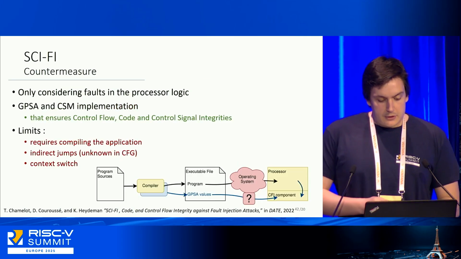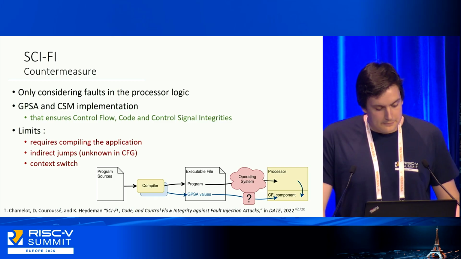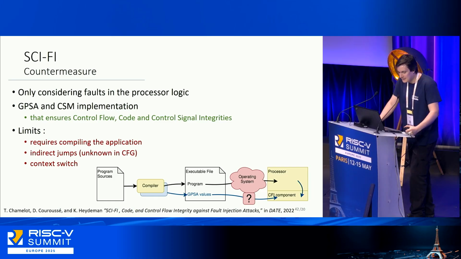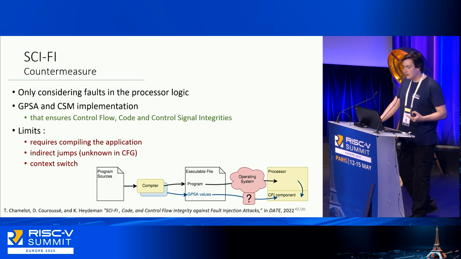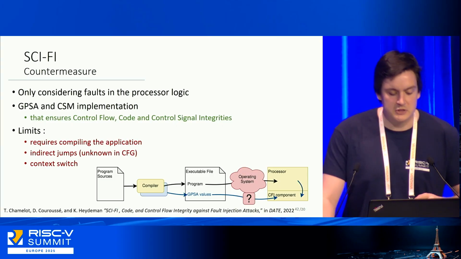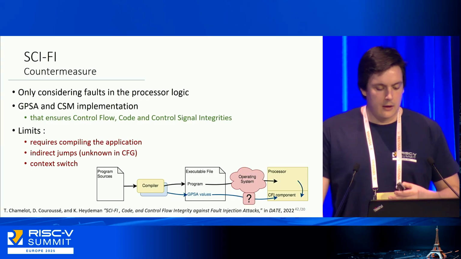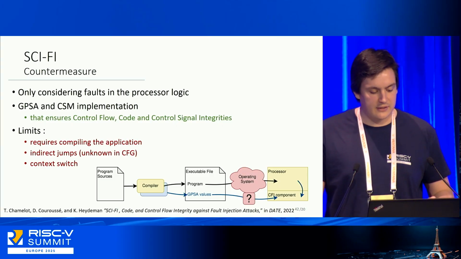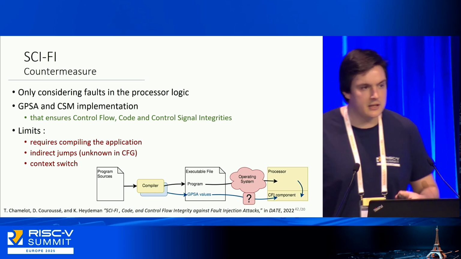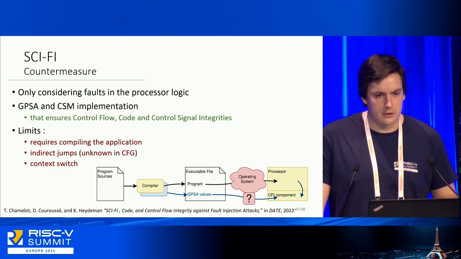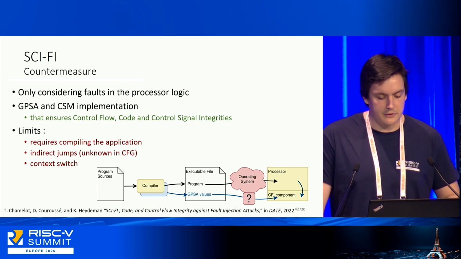This solution ensures control flow integrity, code, and control signal integrity. But as the GPSA values are generated by a compiler, you have to have access to the program sources, and you cannot handle dynamic behaviors: indirect jumps cannot be protected by this technique.